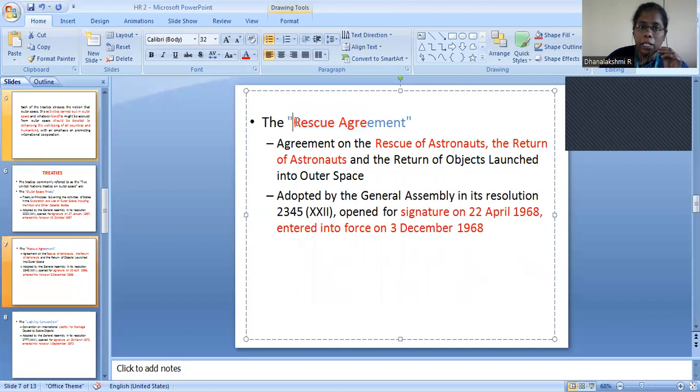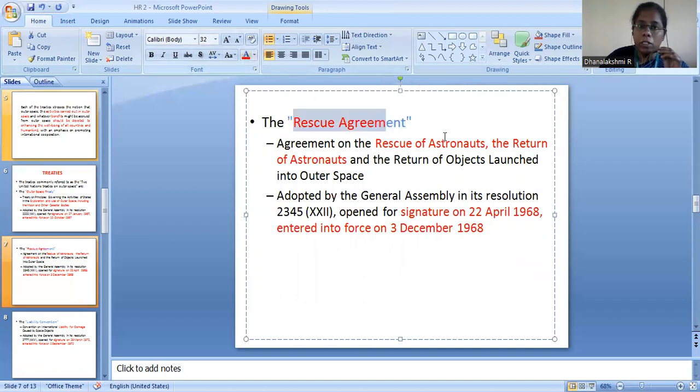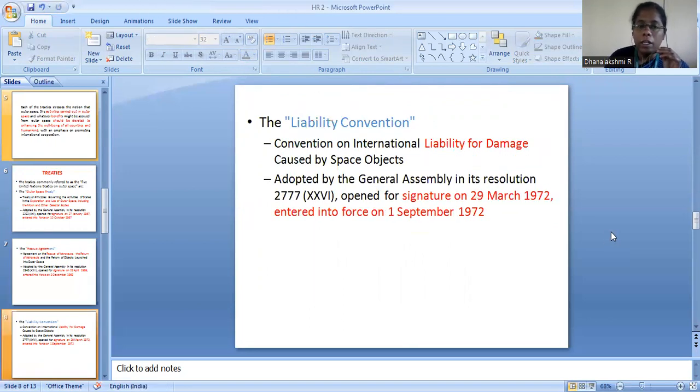So here you can see that the Rescue Agreement deals with the rescue of astronauts, the return of the astronauts, as well as the return of the objects which are launched into outer space. And this got signed in April 1968, but again, it came into force in December 1968. So this is our second treaty, the Rescue Agreement.